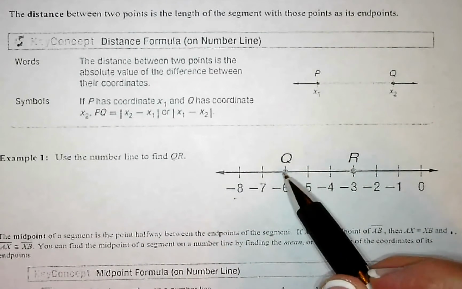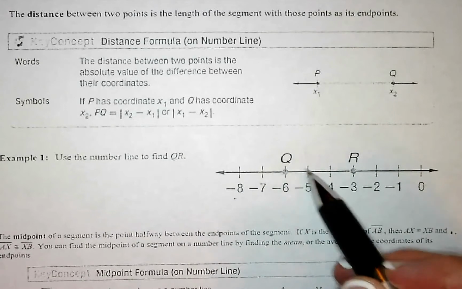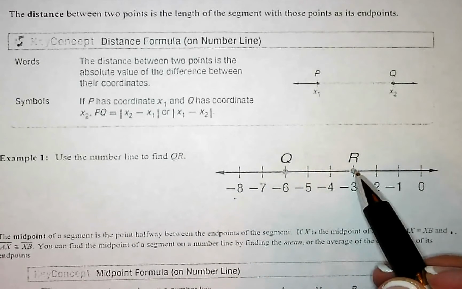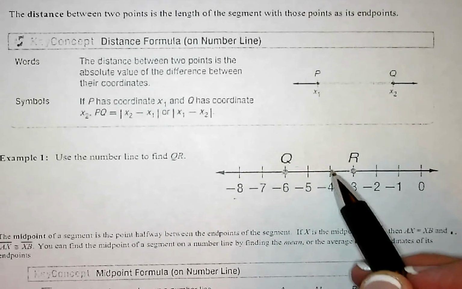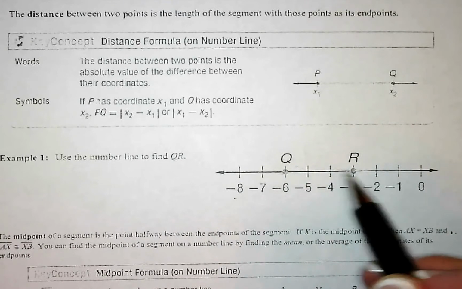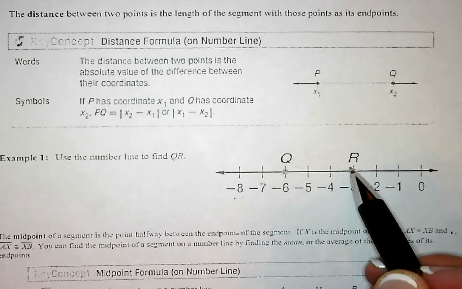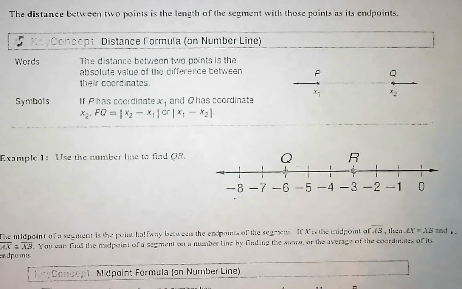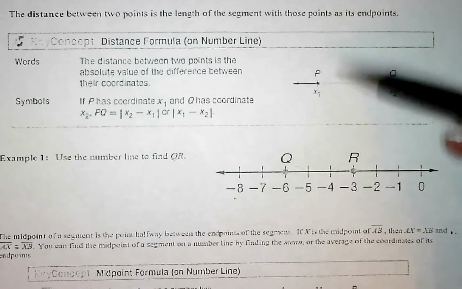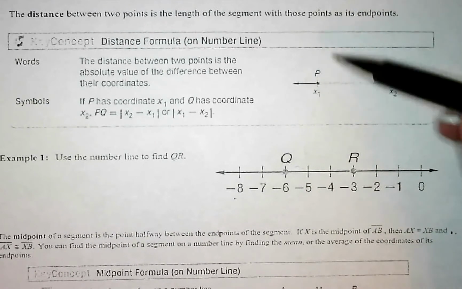Okay? So if I want to know how long QR is, I can just count the length or the distance between those, but make sure you are counting the spaces, not the lines, the spaces between those. So by counting, I get QR equals 3. Okay? I can also do it if my number line is more complicated or I need to figure out something else. I can also use this little formula.